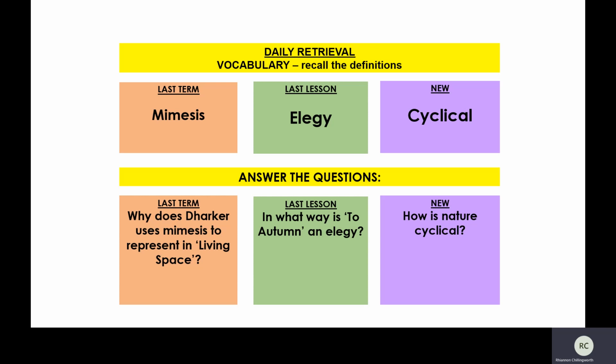Last lesson, when we annotated To Autumn, we looked at what an elegy was. In what way is To Autumn an elegy? Can you pause the video, please, and answer those two questions?